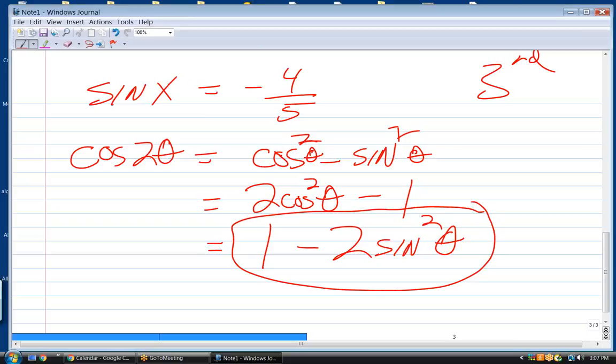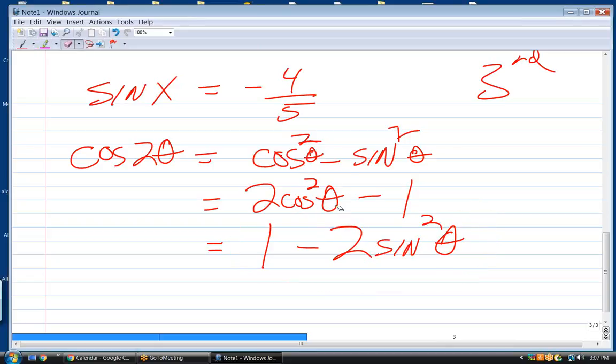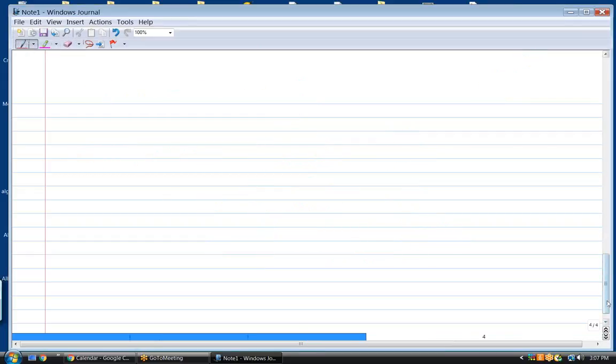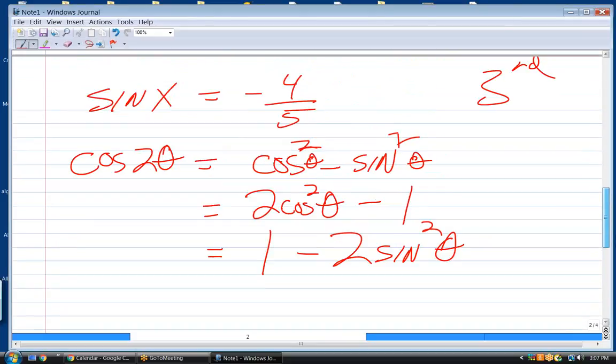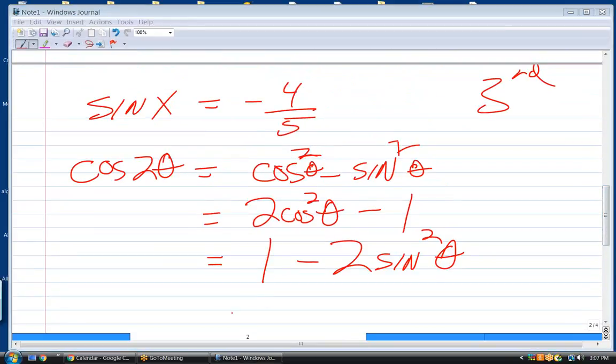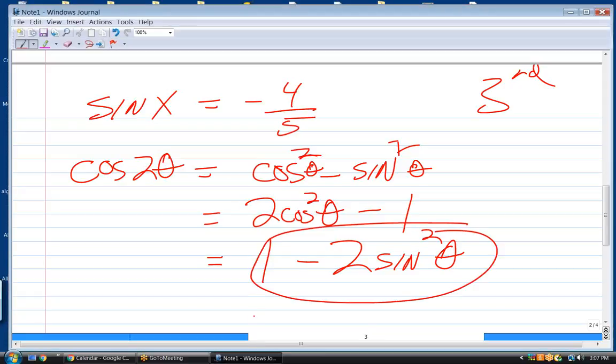Because they've already given us what sine of x is. True. You see what I'm saying? Yes. In other words, we could use any of the three, but if we're trying to do it in the least possible steps, we want to use the one that they've already given us, which is sine of x. So we're going to use this. So what's that?